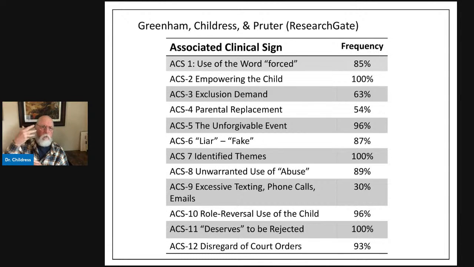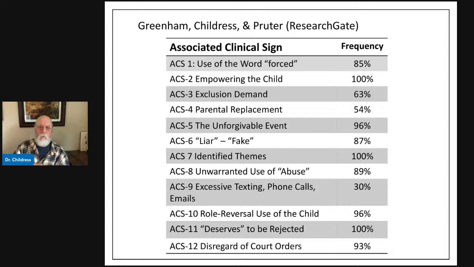There's a set of themes for rejection. 100% of the families showed those sets of themes. Or unwarranted use of the word abuse. And so they're using abuse when there's actually no abuse there. That's 89% of the families. Excessive texting, phone calling, emails. This surprised me. This is one of the lower ones, 30%. I expected this to be higher. And role reversal use of the child. 96% had, it's not me, it's the child who wants to go to this school, or the child who wants to do this thing. It's not me who's deciding.